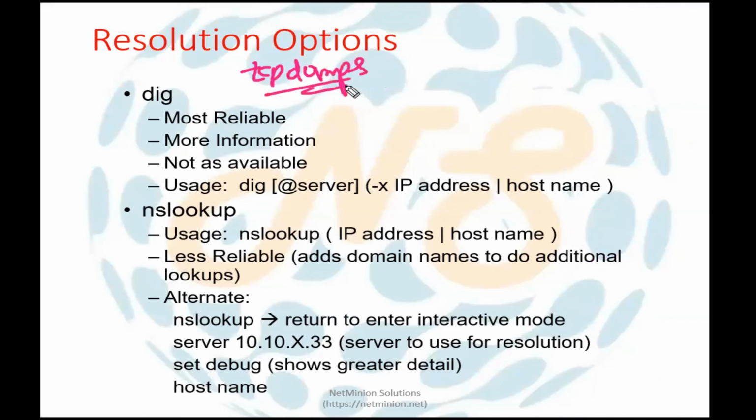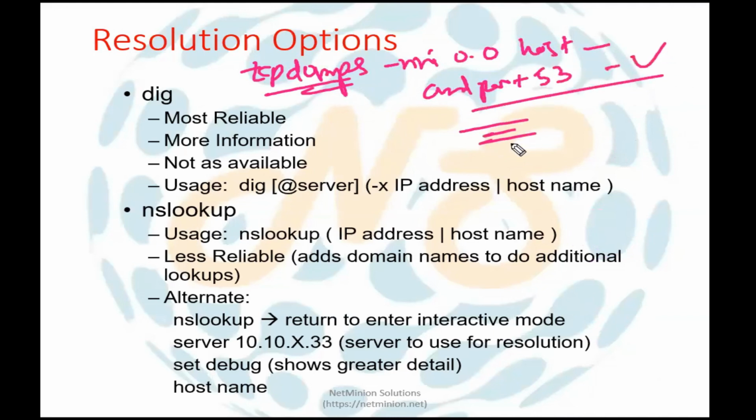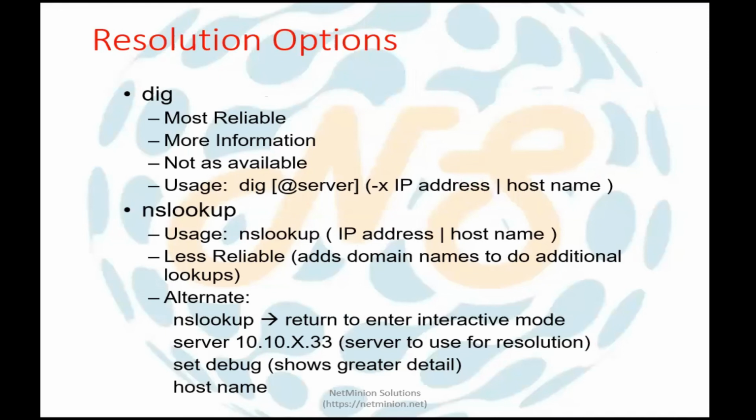TCP dumps are very common and very effective, right? Something like tcpdump -nni 0.0 host, and the obvious port number we can say is 53, right? Then with verbose, if we are finding out something, it will talk about what kind of query we are receiving and from where we are receiving. All of those details we can get from the TCP dump.